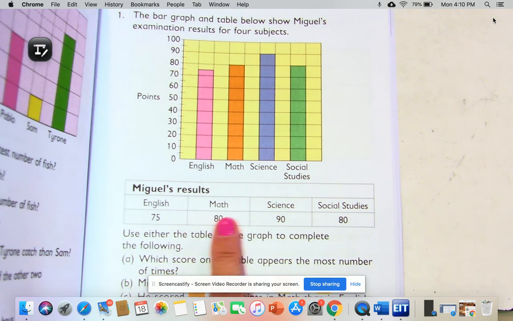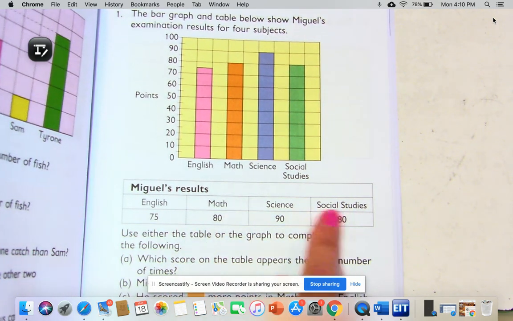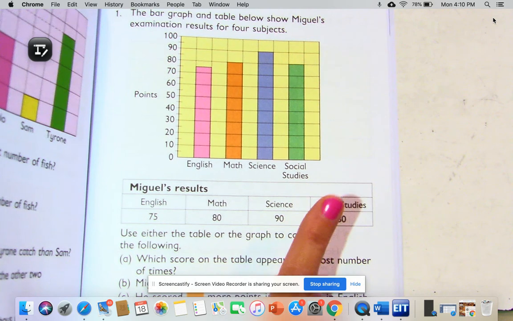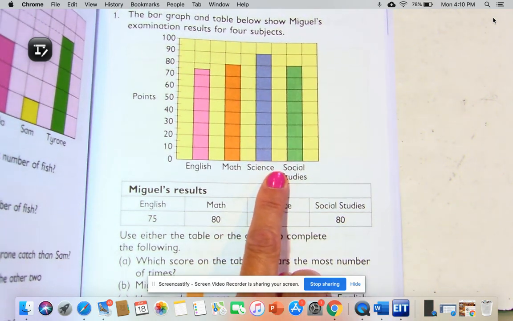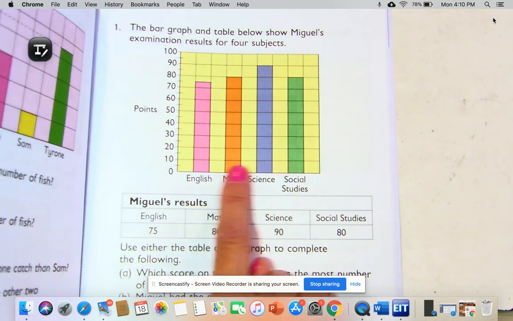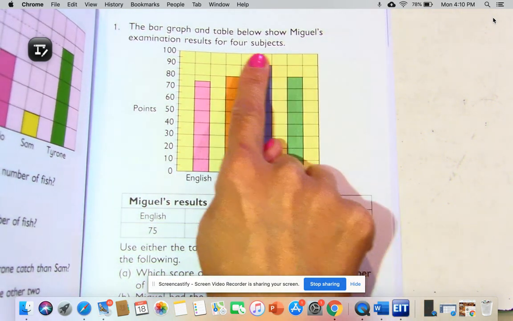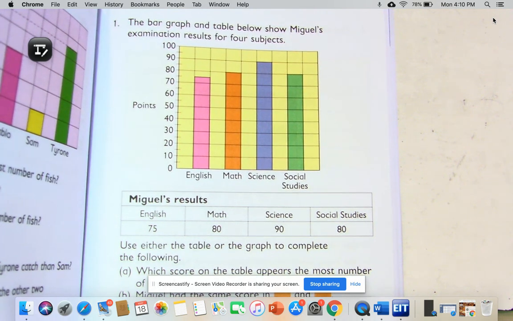Whereas if we look at a table like this, we can still see the same information, it just doesn't always stand out as much as like, oh, right away I see, oh, he did the best in science. So graphs are often helpful because they're visual. That means that our eyes can very clearly see the picture. All right, so here are some questions for us.